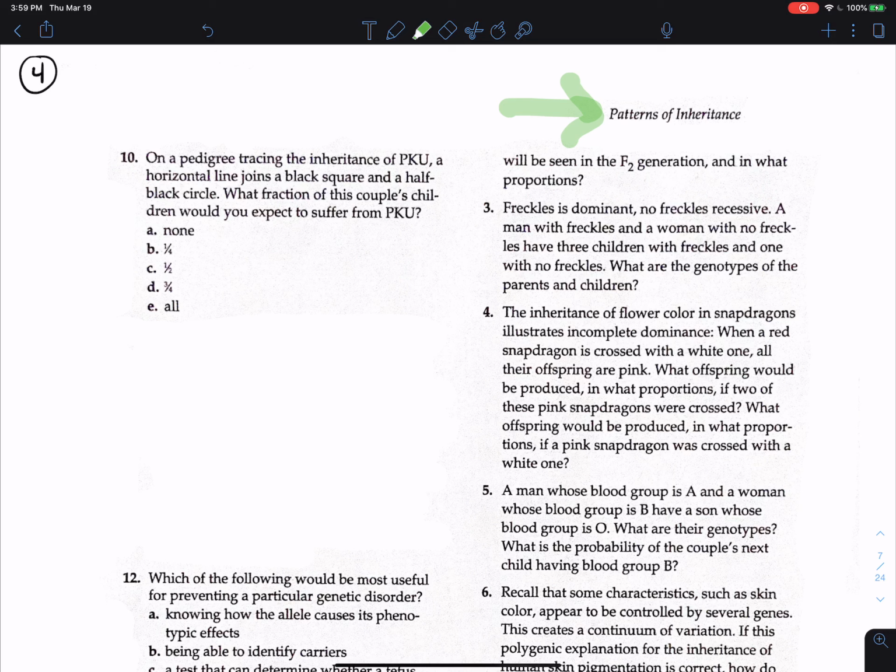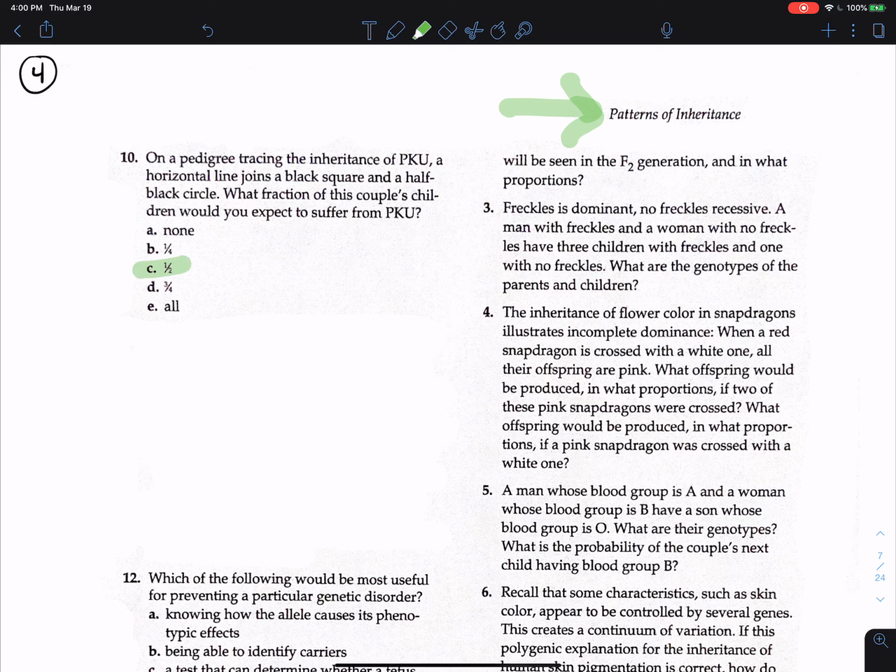So think of a pedigree here. Remember, we have the squares and the circles. The horizontal line would mean that they happen to be a couple having children. What fraction of this couple's children would you expect to suffer from PKU? So the square is black, meaning they have PKU. And the circle is half black, meaning carrier, right? So the likelihood of passing that on would be C, 1/2.